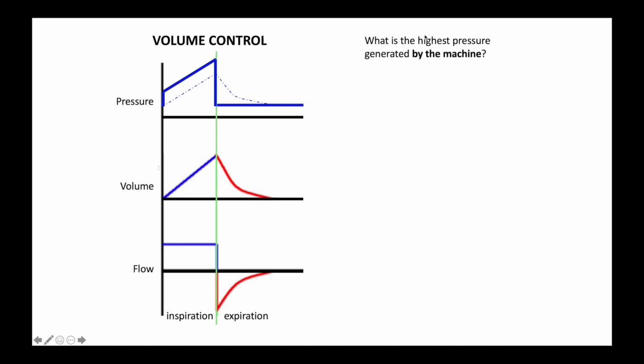So what's the highest pressure generated by the machine? Well, it's right there. We call that peak pressure. What's the highest pressure seen by the lung? Well, it's right here. That's the highest pressure. Now we call that plateau pressure, and we call it plateau pressure because of how we measure it. But we don't actually measure it here. We're blind to it. We can only measure the pressure at the machine.